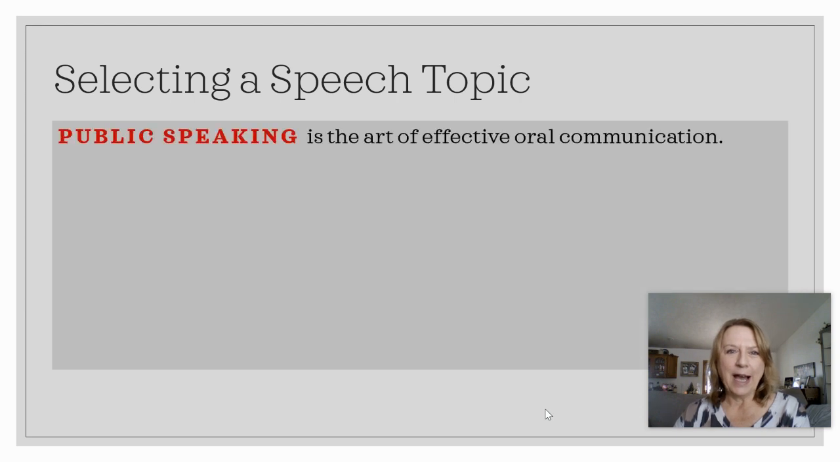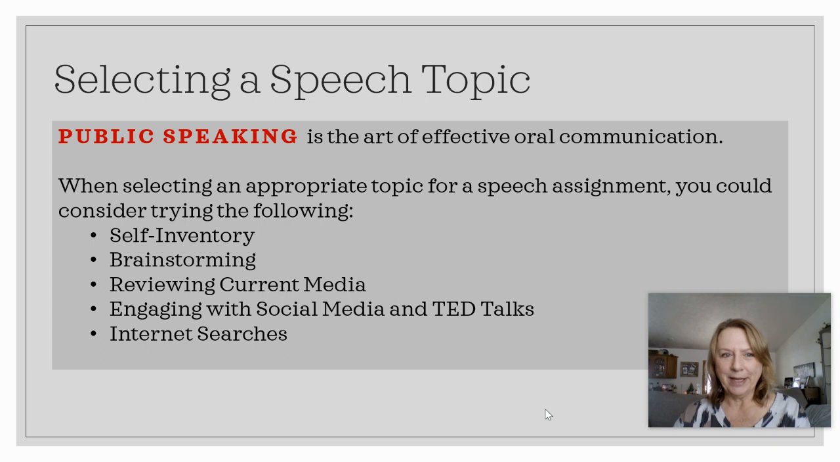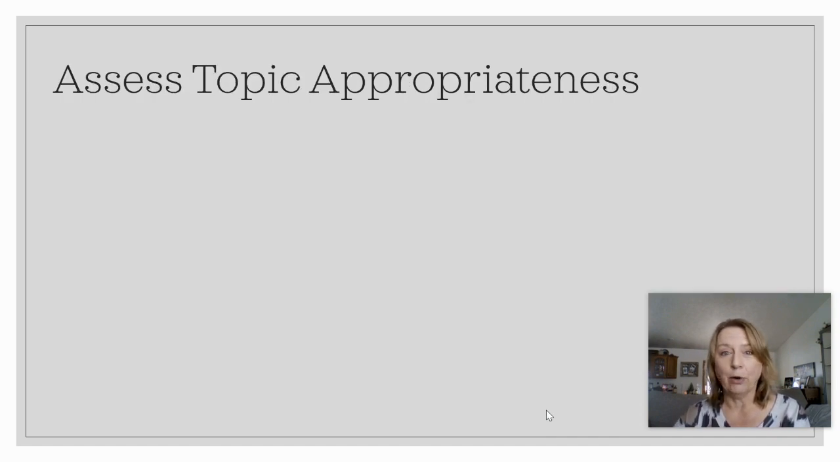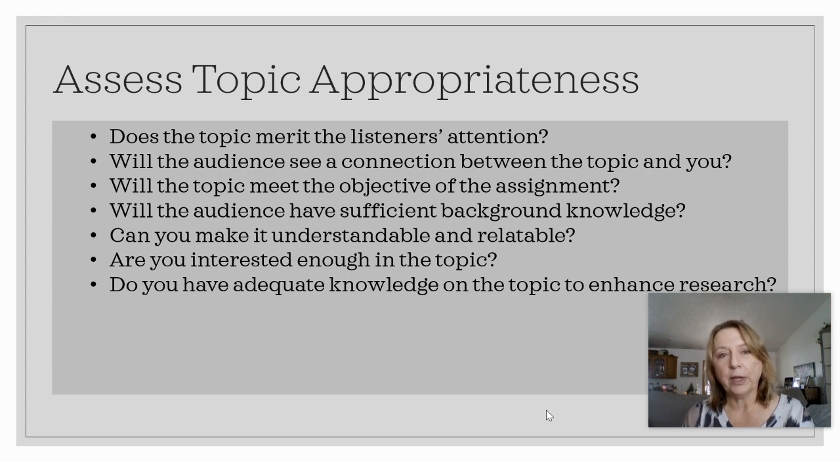So, when choosing a topic for public speaking, you need to consider some of these things to help you come up with an idea. You might just think of things that you're comfortable with, already know something about, and do some general brainstorming. Definitely look at current events and newspapers. Even social media or TED Talks are a great way. And then obviously, you're going to do some internet searching to help you solidify what topic you're going to go with.